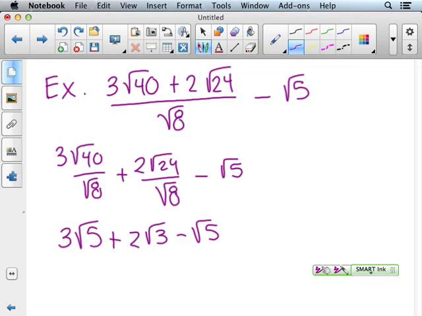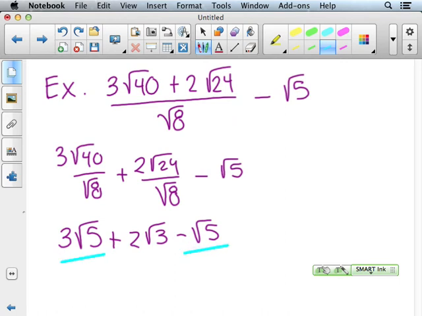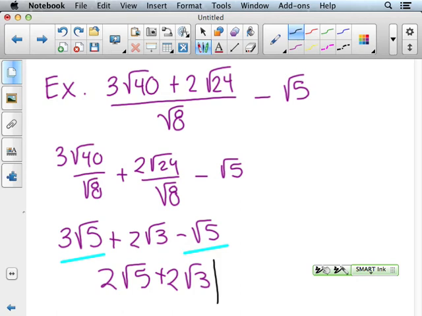Okay. And now you can add the first and the last because it's the same index and radical. Good, we can add these together. 3 root 5 minus root 5 gives 2 root 5, because root 5 is like a negative 1. Exactly, 3 minus 1. So 2 square root 5 and then plus our middle term, 2 square root 3. And that's your final answer. You can't go any further because this is a square root 5 and that's a square root 3.